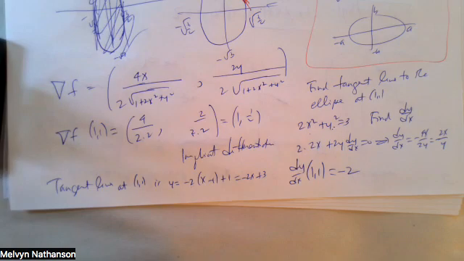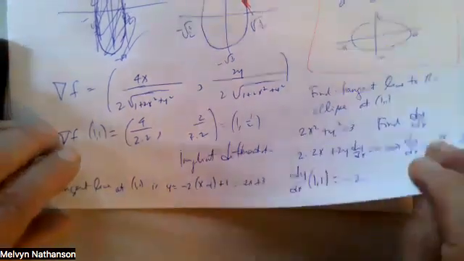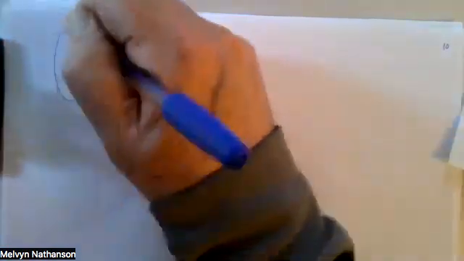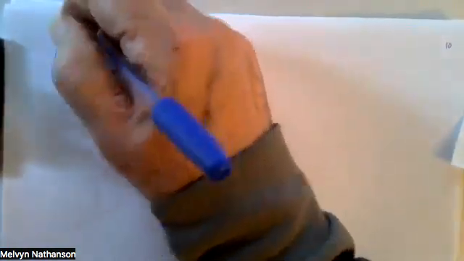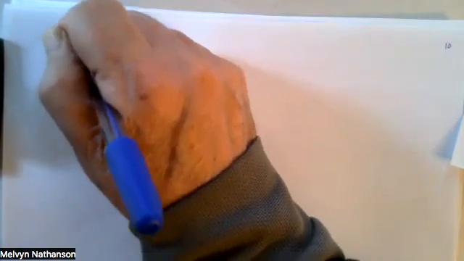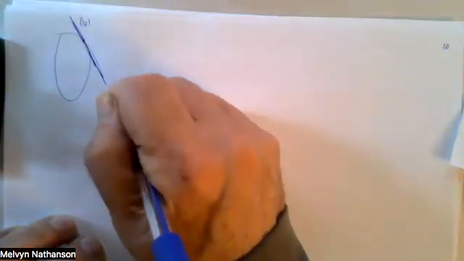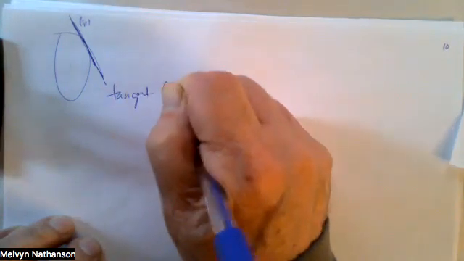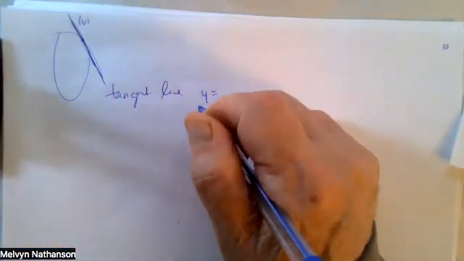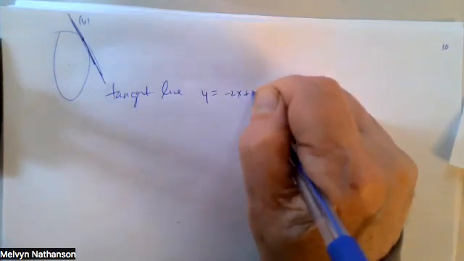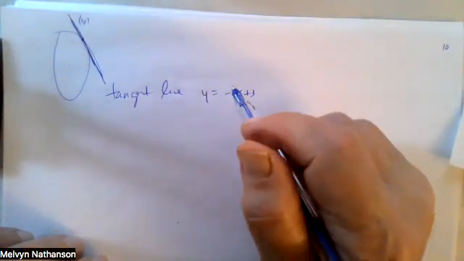And let me just draw a picture of this. Here we have the ellipse. Here's the point 1, 1. The tangent line at this point is y equals minus 2x plus 3. What is the direction of the tangent line?